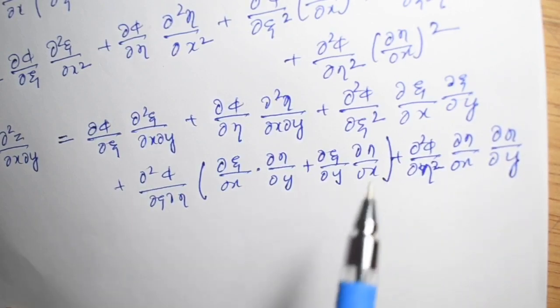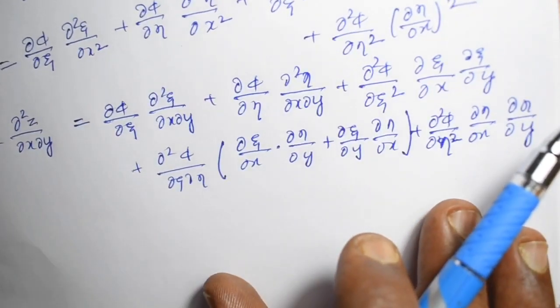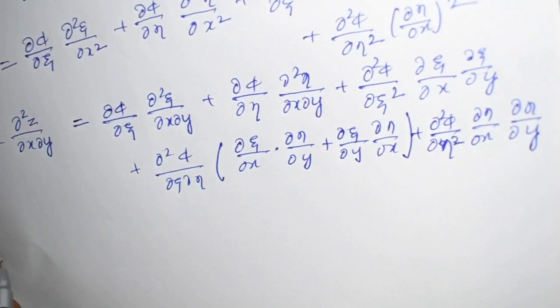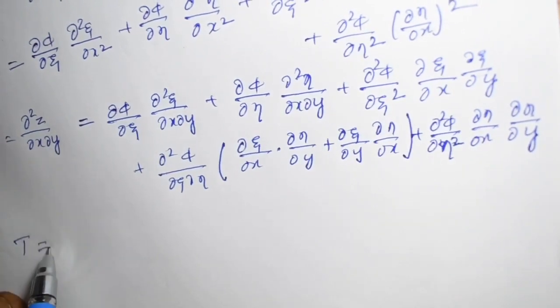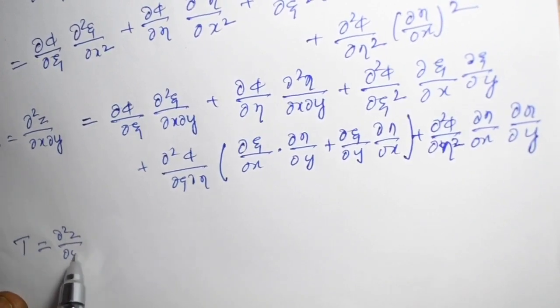But while doing problems, 100% you will get it, so you are going to know how to find the derivative. Similarly, you are going to get t, that means ∂²z/∂y².